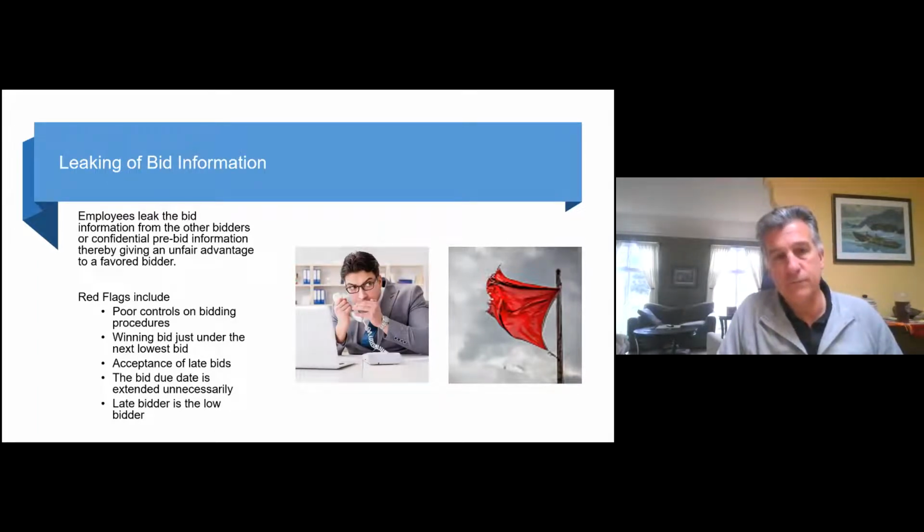Another type of procurement fraud or scheme we want to talk about today is the leaking of bid information. This is where an employee leaks the bid information from other vendors, from other bidders, or confidential pre-bid information, thereby giving an unfair advantage to their favored or preferred bidder.